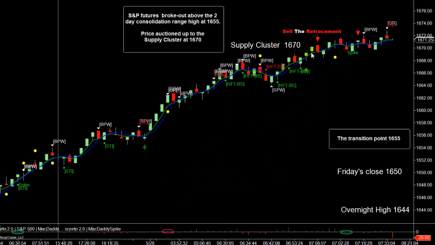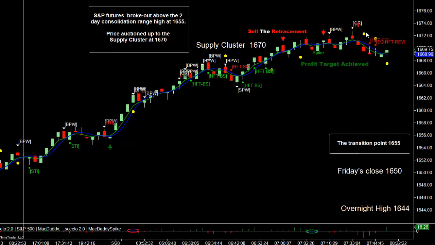Now you see price approaching the cluster. So here's the first probe up to 1670. Now you're starting to get buy programs waning again. Notice how the slope of the digital filter now is starting to go flat. Okay, you see the slope now starting to flatten out. And then finally the turn.